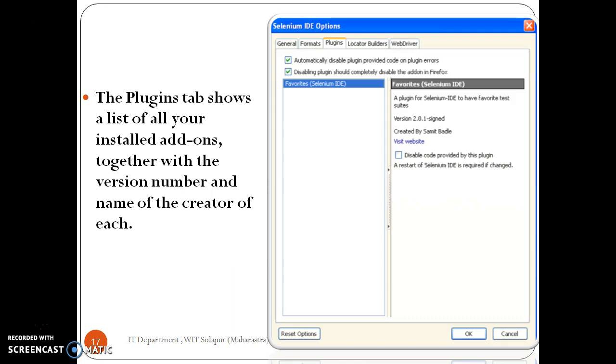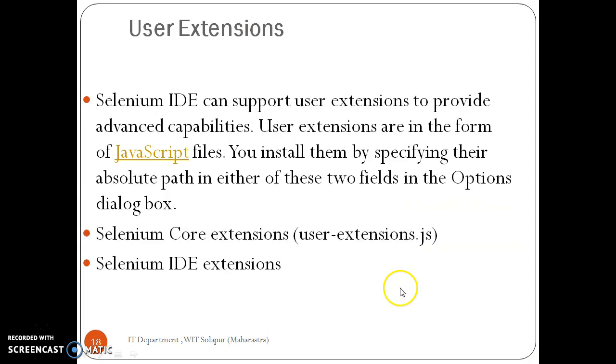The plugin tab shows a list of all the installed add-ons, together with the version number and the name of the creator of each. Here it will show the plugins that we installed. Then user extensions. Selenium IDE can support user extensions to provide advanced capabilities. User extensions are in the form of JavaScript files, so you can install them by specifying their absolute path in either of these two fields in the option dialog box.